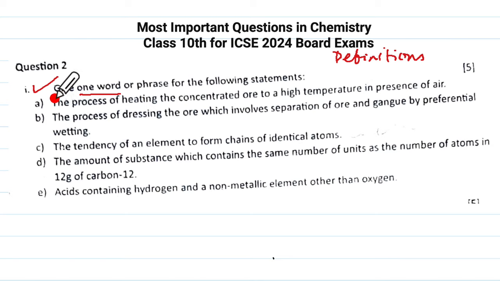Okay, let us look at this. A, a process of heating the concentrated ore at high temperatures in presence of air becomes roasting and not calcination. So know the difference between roasting and calcination. The process of dressing the ore, which involves separation of the ore and gangue by preferential wetting, is froth flotation.